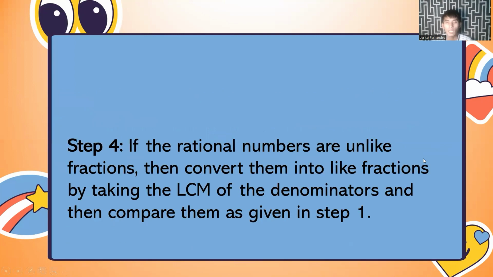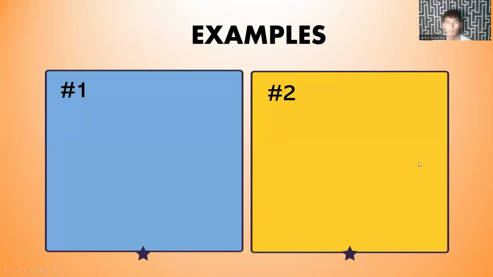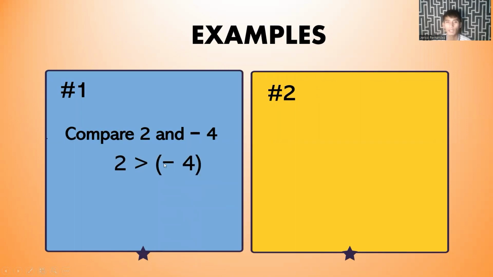Number 4, if the rational numbers are unlike fractions, then convert them into like fractions by taking the LCM of the denominators and then compare them as given in step 1. So the number 4 step is kapag nakita natin na unlike fractions or magkaiba ang denominator, i-convert muna natin sila into like fractions. Paano yun? Ite-take natin si LCM. For example, number 1, compare 2 and -4, which is greater? We have 2 because positive is always greater than negative. So 2 is greater than -4.